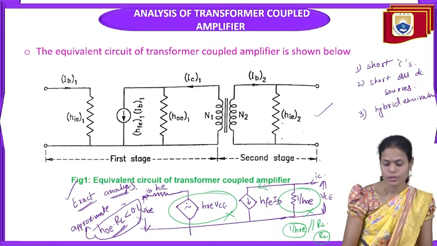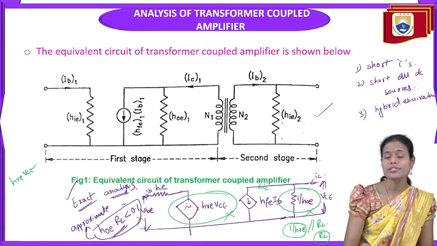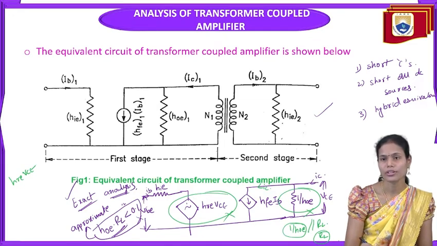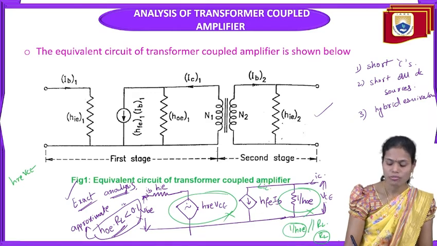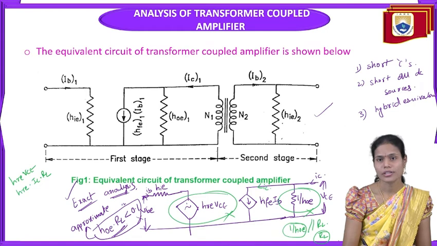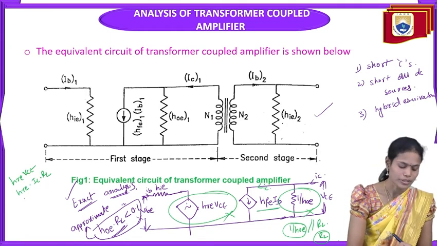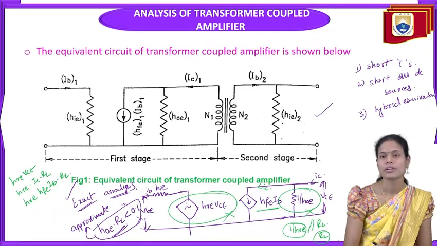IC current is flowing here. Here I am taking hre VCE. VCE value, how can we calculate? VCE is nothing but the output voltage here. So how do we calculate the output voltage? hre VCE equals IC into RL. And what is my IC here? IC is nothing but again hfe into IB. So I am replacing IC with hfe into IB into RL.